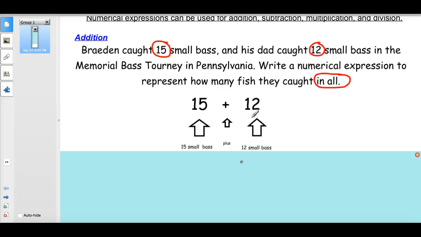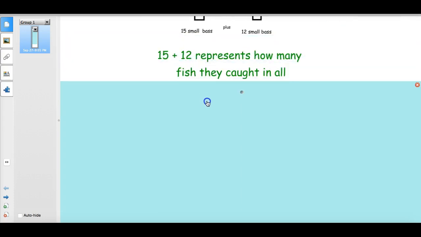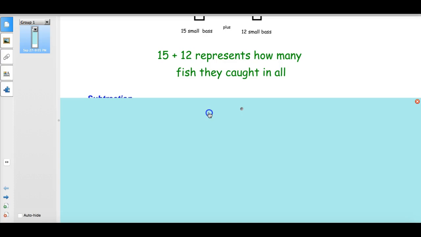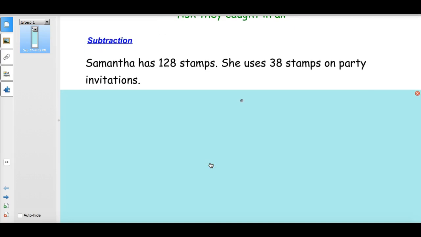Now remember, with numerical expressions, we are not going to show the actual sum. So we're not going to have an equal sign and we're not going to show the answer. We're simply showing the mathematical phrase that is in this word problem. So that's addition. Let's move on to the next one. So 15 plus 12 represents how many fish they caught in all. Next is subtraction. So here's our next word problem.